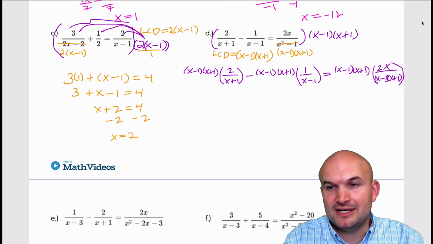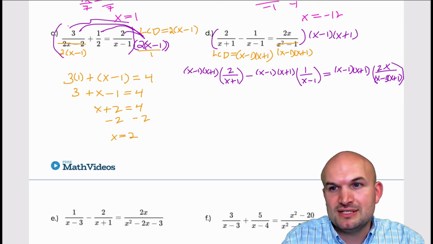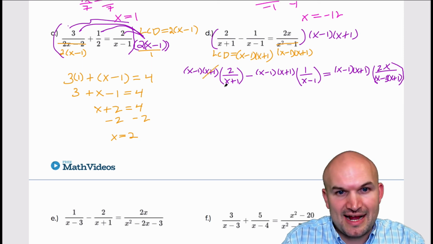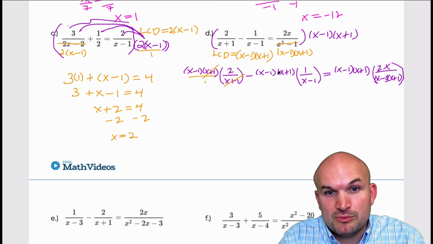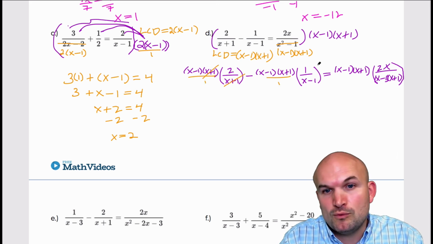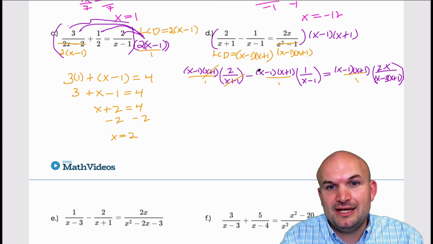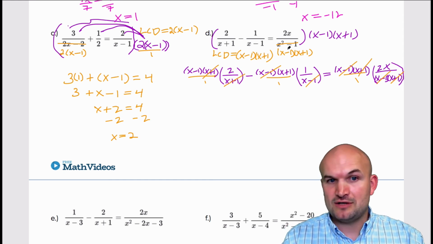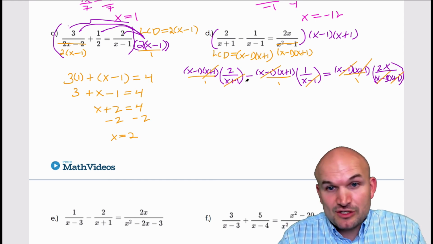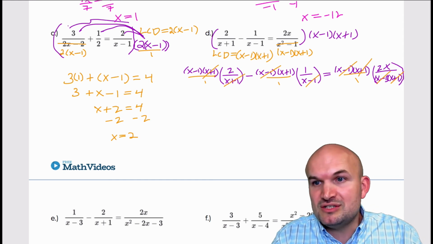And what you can see here is the x plus 1's divide out. One's in the numerator, one's in the denominator. They divide to 1, right? These are in the numerator, that's why I put that over 1. Those are in the numerator. Here, the x minus 1s divide out, and here, both the x minus 1s and the x plus 1s divide out. So now I don't have any more denominators. All my denominators divided out.